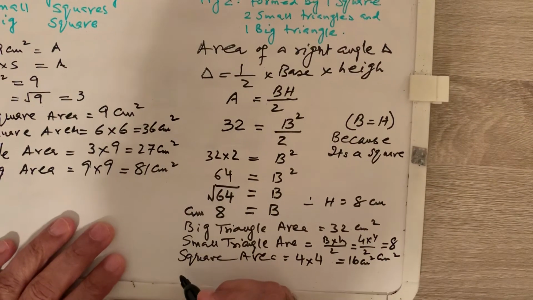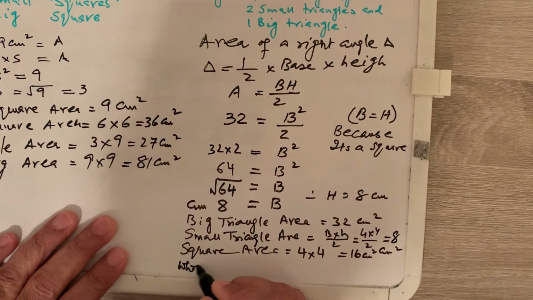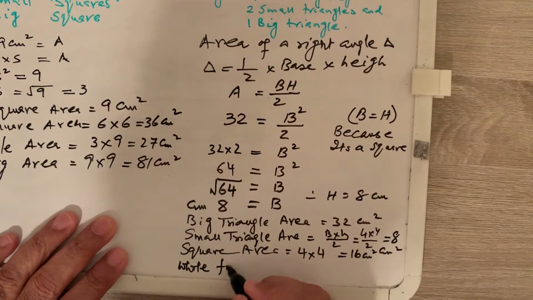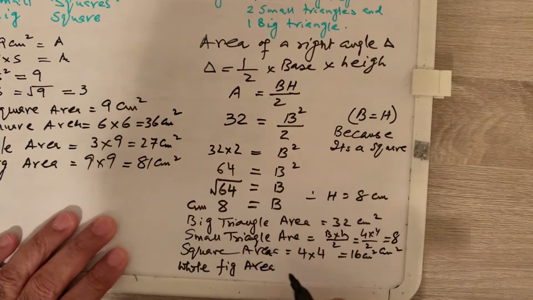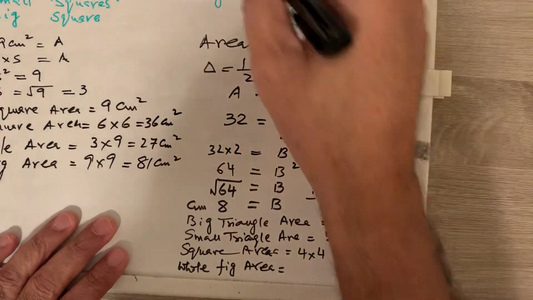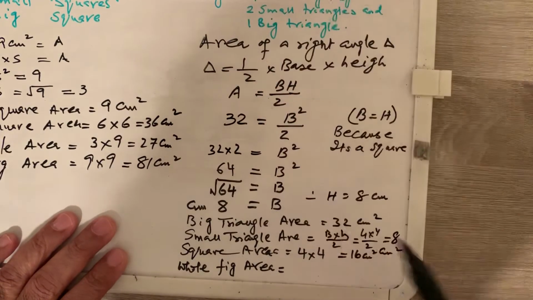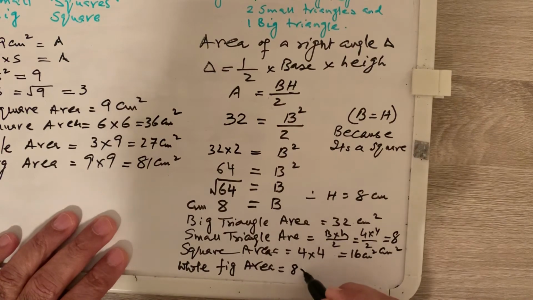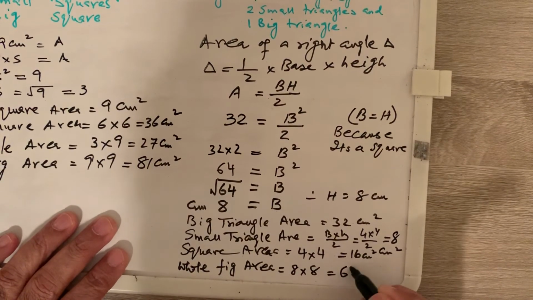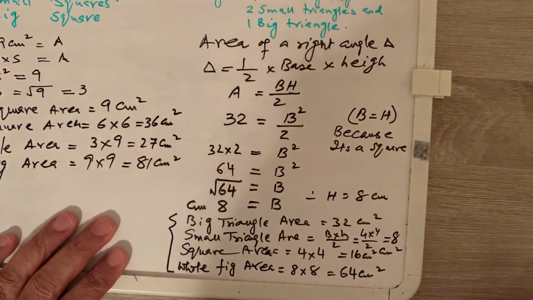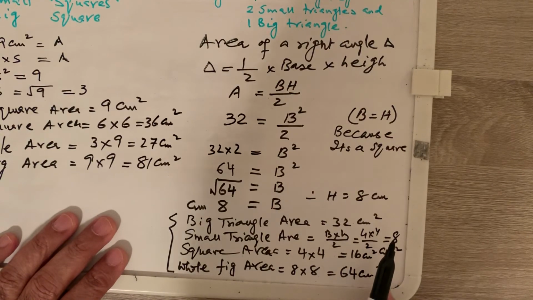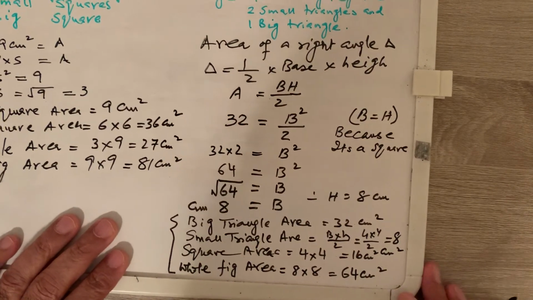And finally, what do we have to calculate? We have to calculate the whole figure area. The whole figure is a square, and each side is 8 centimeters. So 8 times 8 is 64 centimeters square. So in this way, we calculate all the dimensions and all the areas. The big triangle area was given, 32. A small triangle area is 8. And we calculated the square area and then the whole figure area.